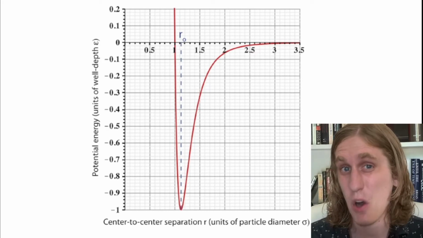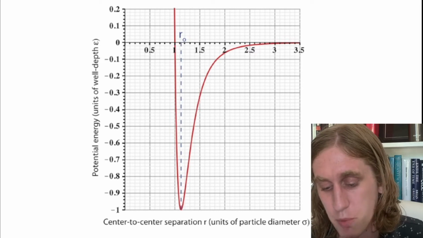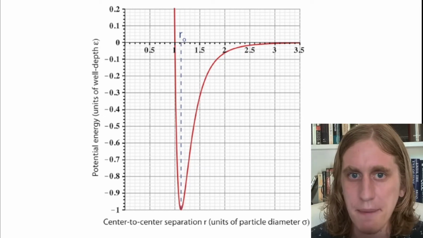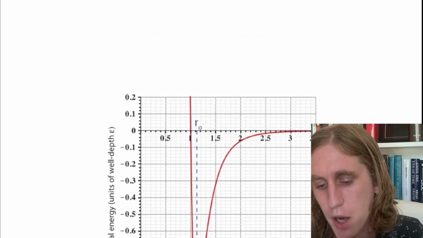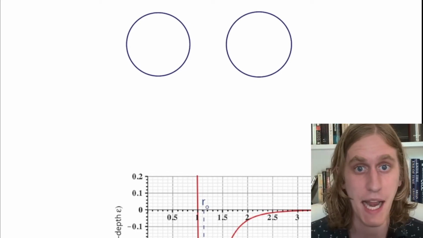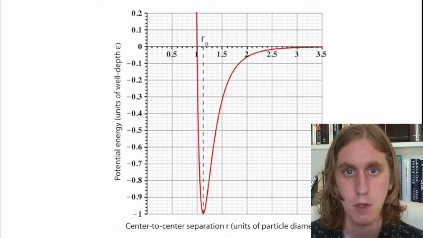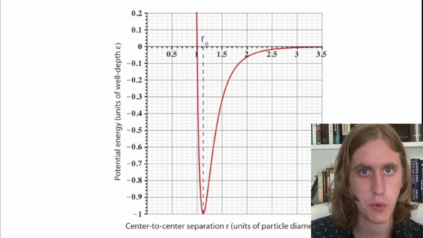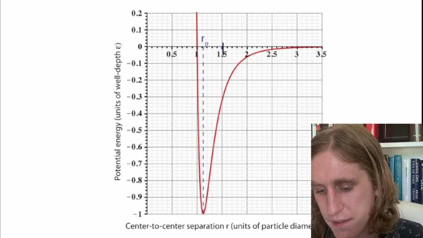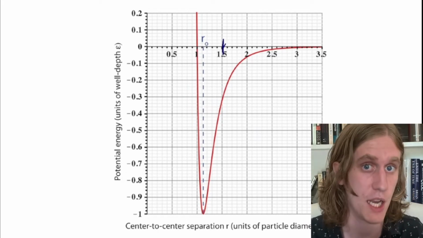Let's look at what the horizontal axis is. The graph says that it is the center-to-center separation, r, in units of particle diameter. Well, what does this mean? Remember how we are modeling our particles as just little balls? Every circle, every sphere has a diameter. It's just the distance across the circle, going through the center. To say that the horizontal axis of this graph is in units of particle diameter means that if you had two particles that were at 1.5 on this graph, then their actual distance would be just 1.5 times their diameter.